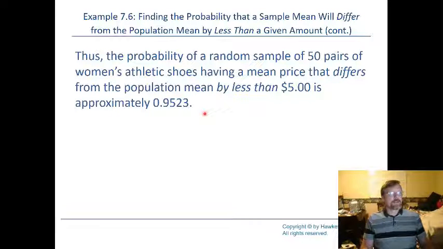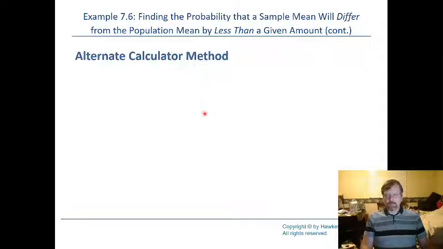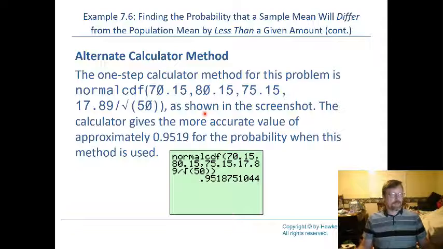Okay, so roughly 95% probability that the average for a random sample of 50 shoes would be within that range. Again, with the calculator, you can give it the lower limit, the upper limit, the mean, the standard deviation, which goes all the way down here, and it gives you that all in one fell swoop.